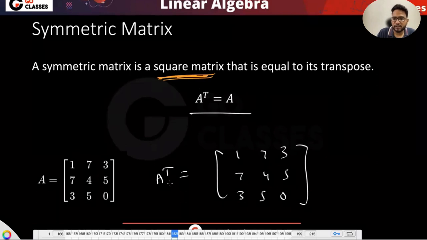Now, as you can see, A and A transpose are both the same, and that is why it is a symmetric matrix. Even when I was writing this A transpose, I knew that since it is a symmetric matrix, I just copied it. I have not actually taken the transpose. You might be thinking that I'm taking the transpose, but I just copied it and said, okay, A and A transpose are both the same.